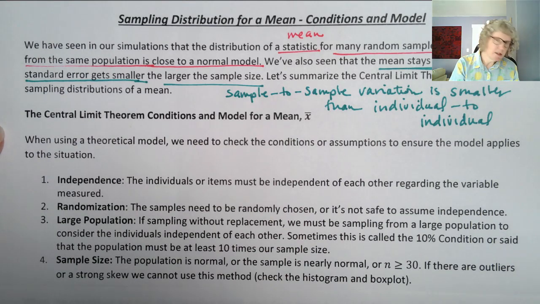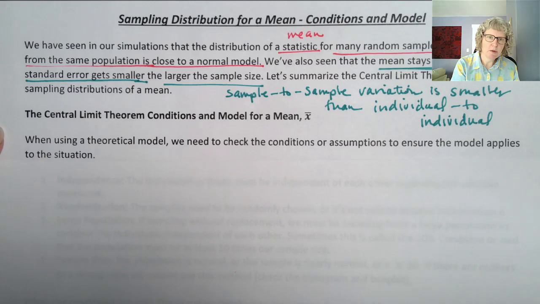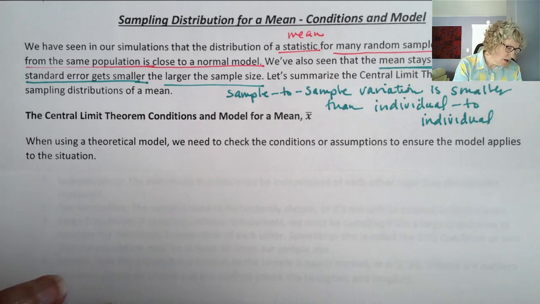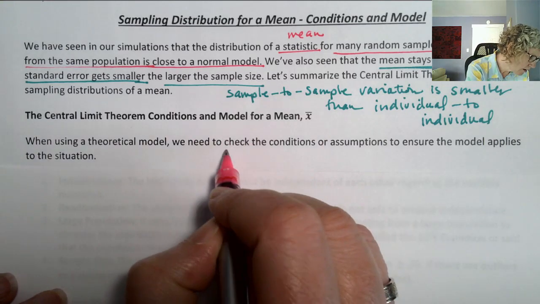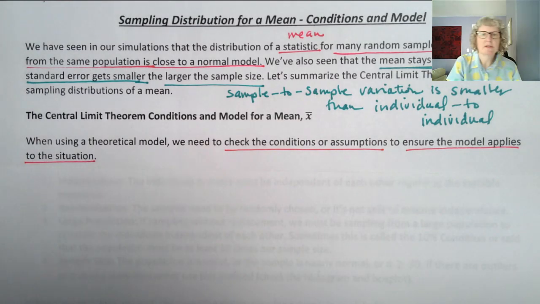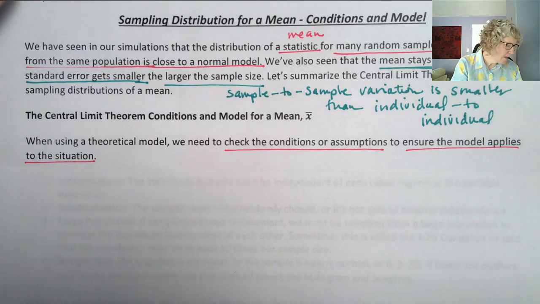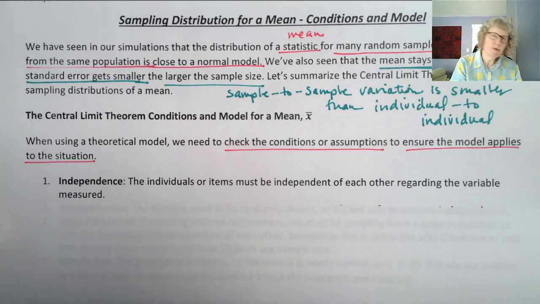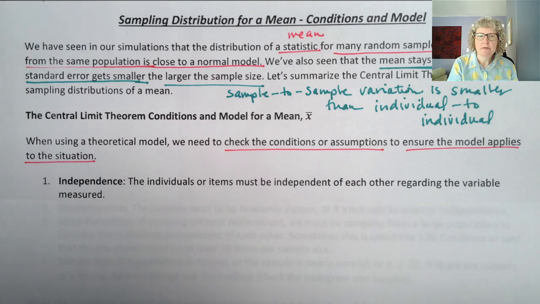So we have certain conditions that need to be met. Let me go one by one. Whenever we're using a theoretical model, we need to check the conditions or assumptions to ensure the model applies to the situation. So we need to make sure we get that normal curve before we use the Stapplet normal calculator or any normal calculator. Okay, so the first three are going to be the same as for proportion, so you'll be pretty familiar with those, okay?